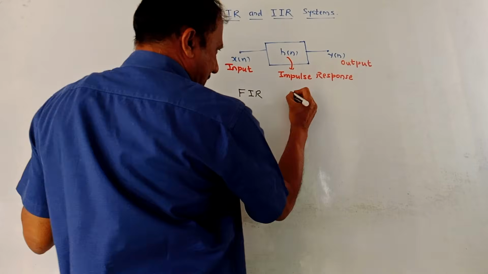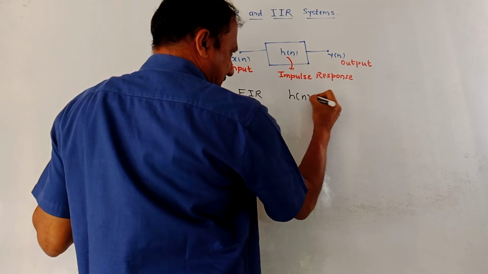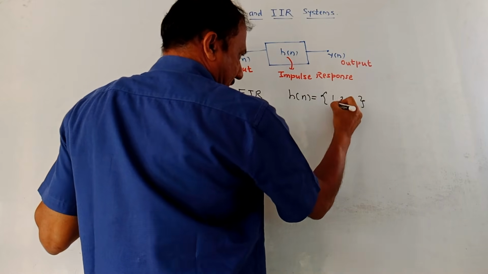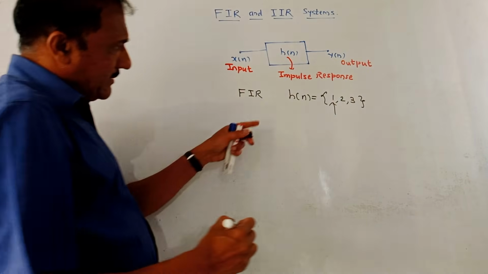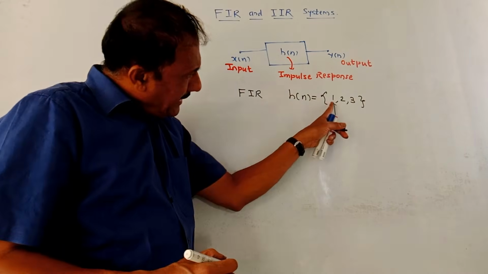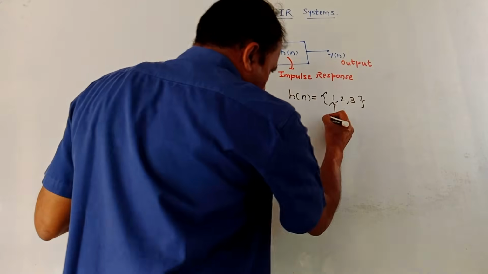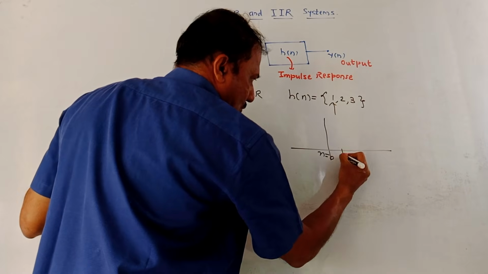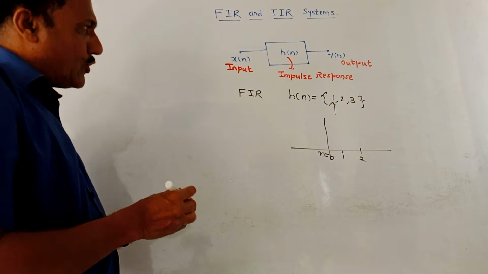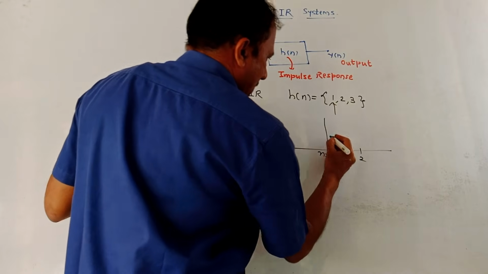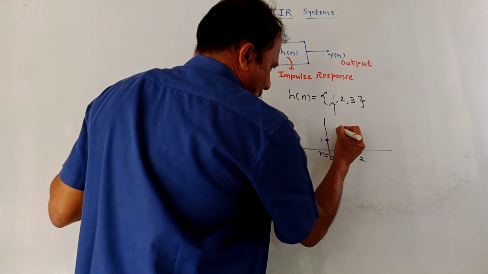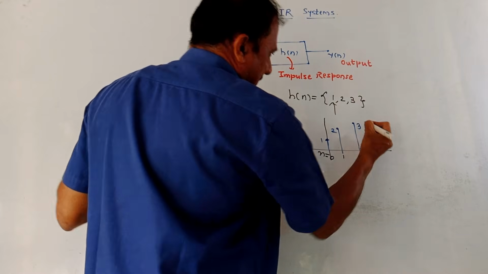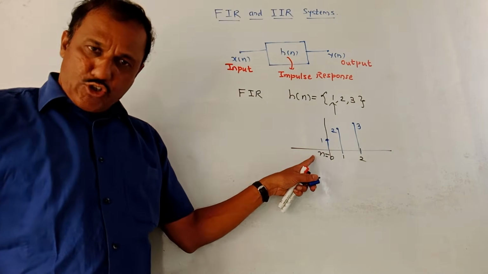Means what? For example, H of n, that is impulse response, I will write it like this, simple 1, 2, 3. Arrow is at 1. We know that this is the impulse response containing only 3 samples. If you want to draw the diagram, we know the rule. This is the discrete signal. So here I will write n is equal to 0, 1, 2. At 0, we have amplitude 1. At 1, we have amplitude 2. At 2, we have amplitude 3. So this is the simple diagram for a given impulse response H of n.